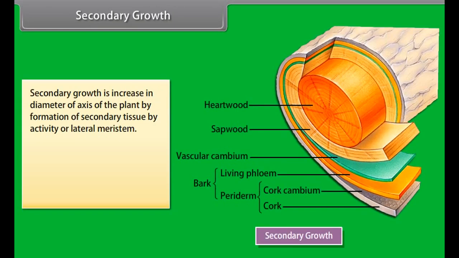Secondary growth. Secondary growth is the increase in diameter of axis of the plant by formation of secondary tissue by activity of lateral meristem. Secondary tissue is of two types: vascular cambium, cork cambium.